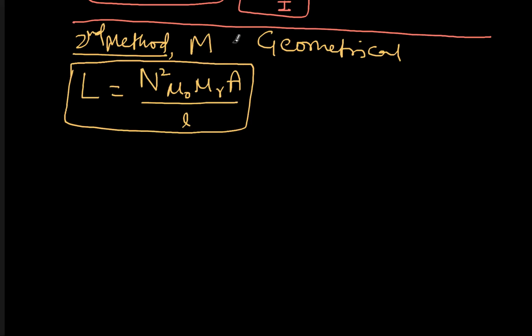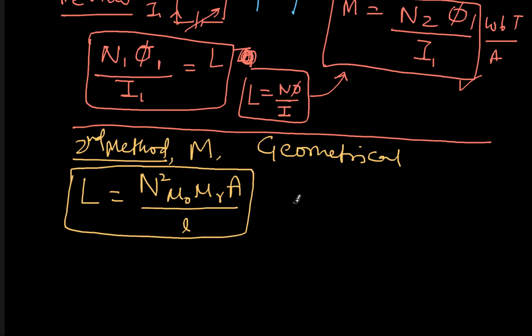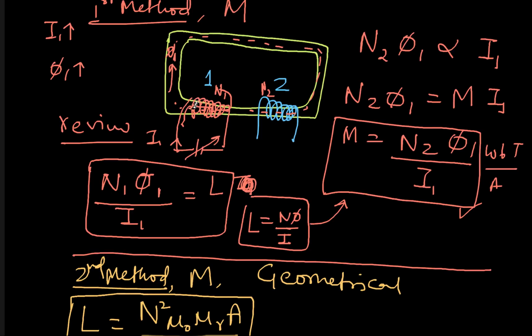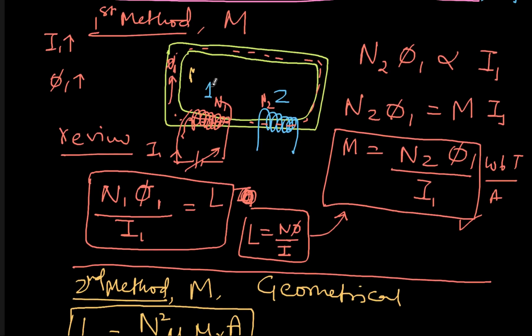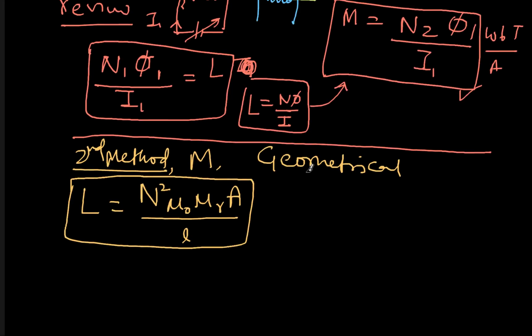Now we are coming to mutual inductance based on the geometrical properties. So what do we have here? If I just go back to the same figure, there is a coil 1 having N1 turns. Forget about the second coil, just study only the first coil. So what do we get?